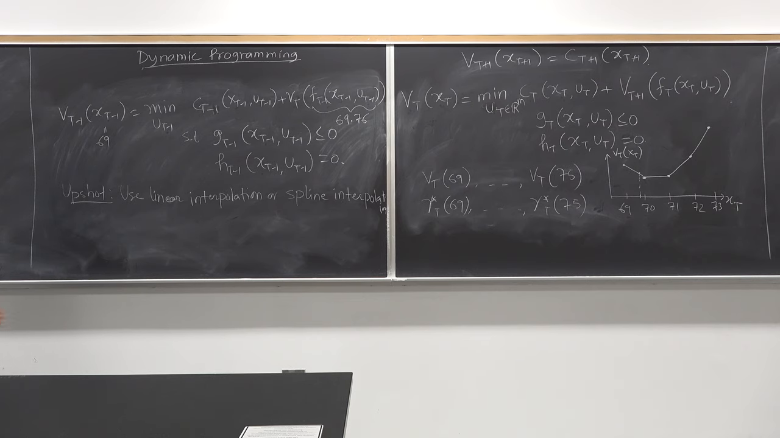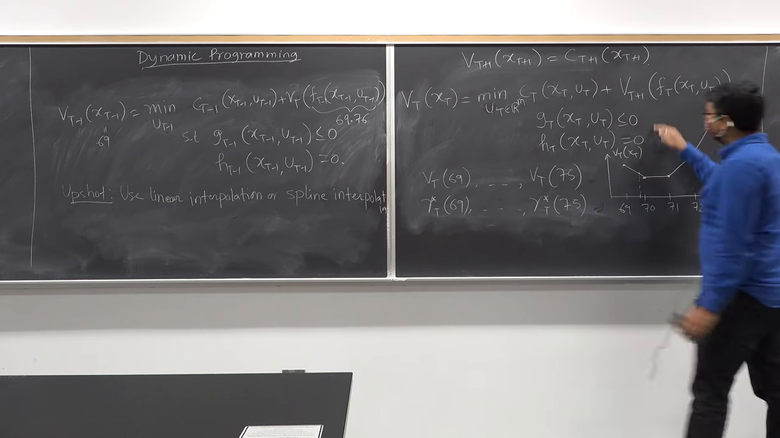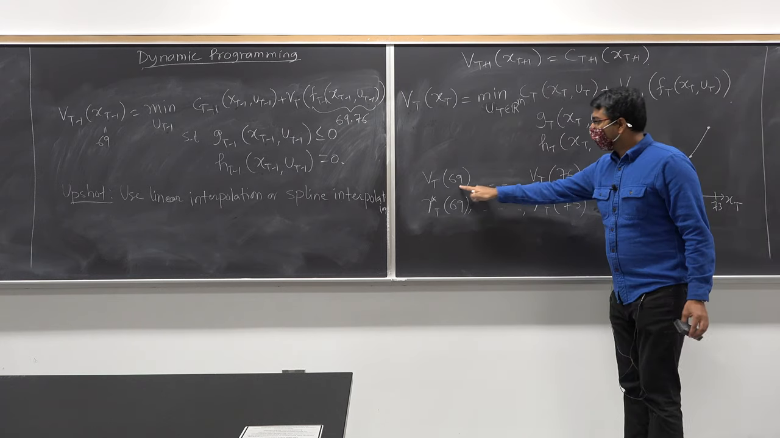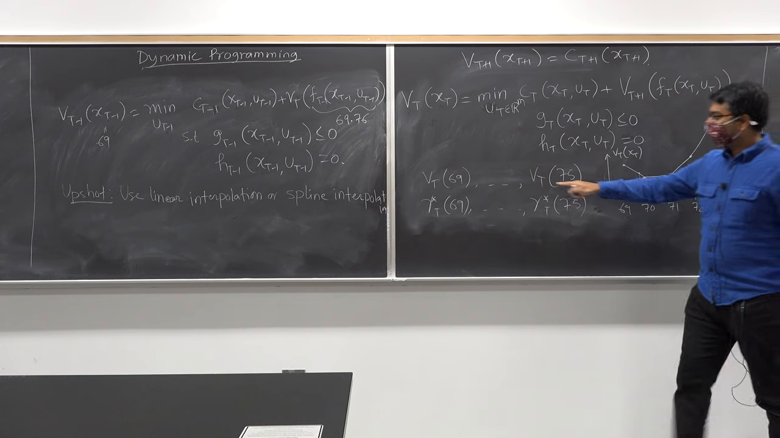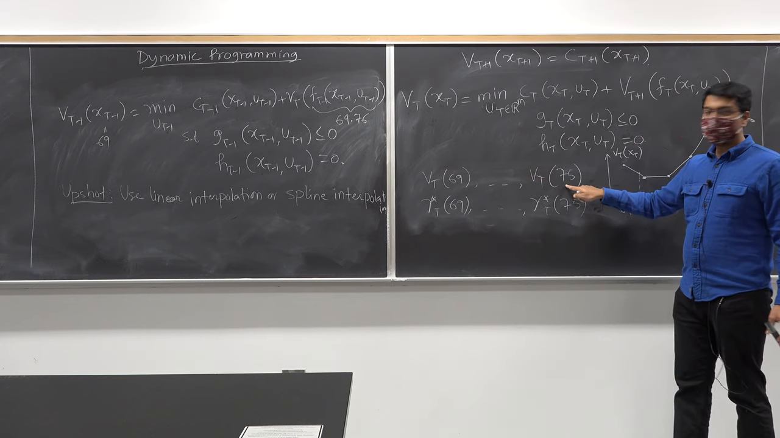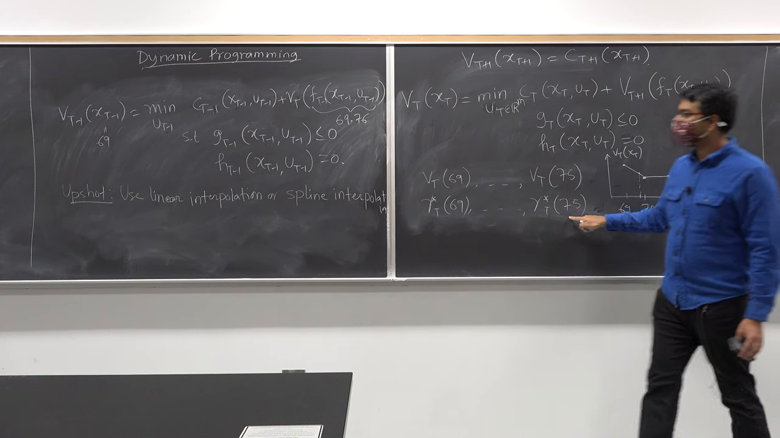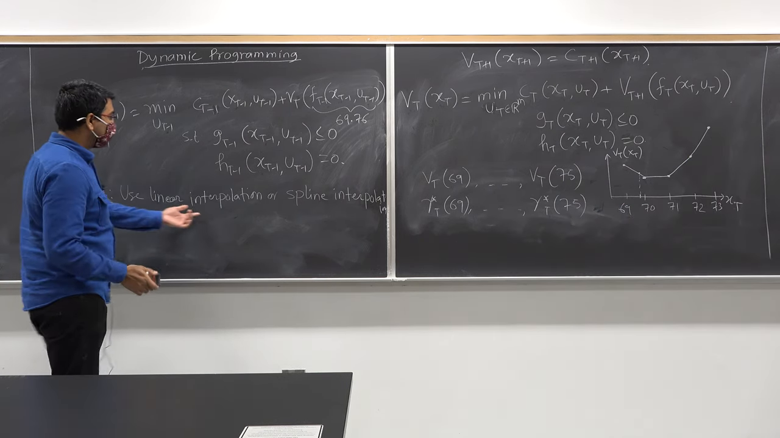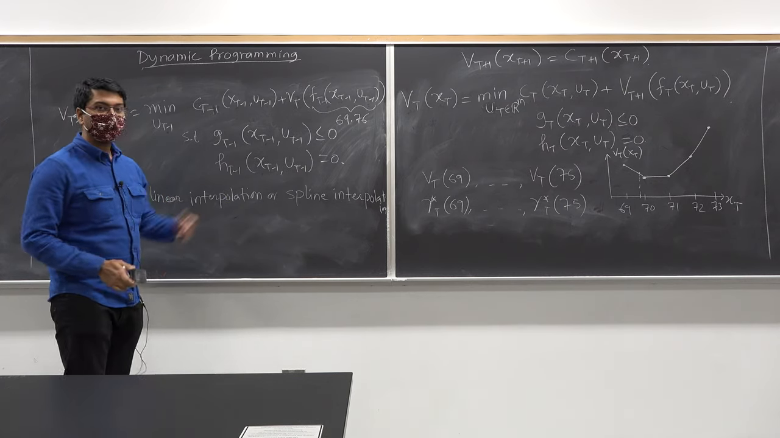Okay, so hopefully this gives you an idea of how you can execute this dynamic program on a computer: you come up with a discrete set of points in the state space, you evaluate the value function at those points, you evaluate the policies at those points, and then you use linear interpolation or spline interpolation for both the value function as well as for the policy.